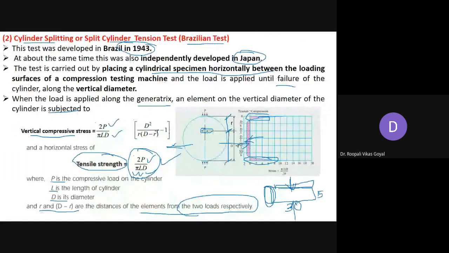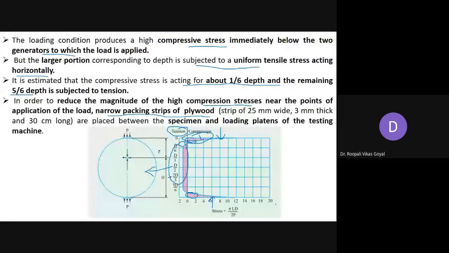So this plywood sheet we have to keep where we are applying the load. That strip may be 25 mm wide, 3 mm thick, and 30 centimeter long. As per the length of your cylinder, the size can be decided, and it should be placed between the specimen and loading platens of the testing machine. By doing this, we try to reduce the compression. We want most of the tensile stresses to be developed and the least compressive stress to be in the specimen, so you can get a more reliable result of tensile strength of concrete.